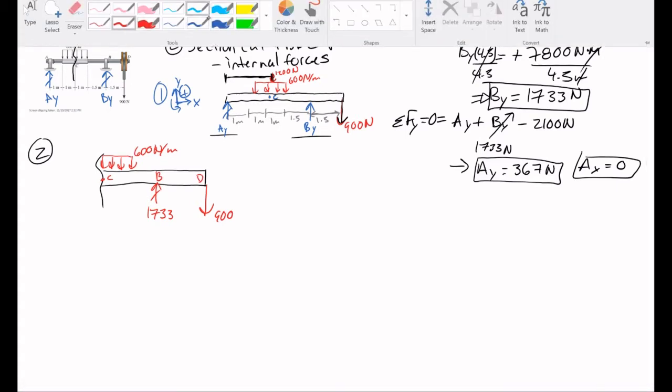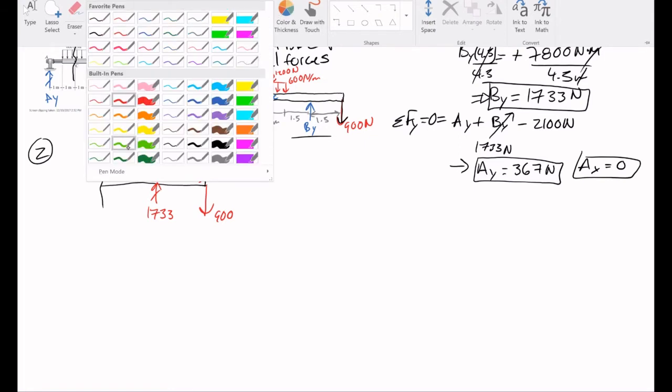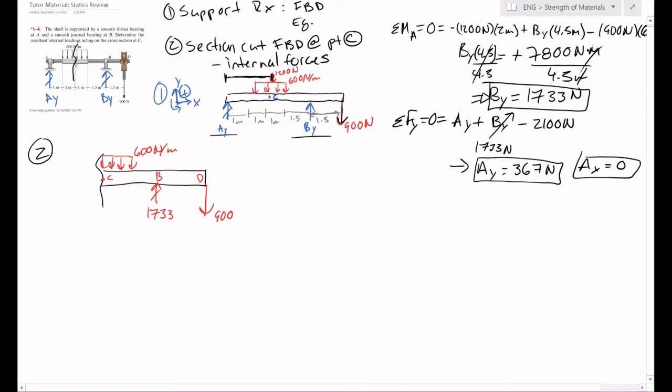And then let's look at what those internal, let's do that in green, what those internal forces, what do they call it, resultant internal loadings, what those are. So this will be our shear. We always want to draw them in the positive direction. So let me just apply this here. Here's our normal, and then we have our internal bending moment.